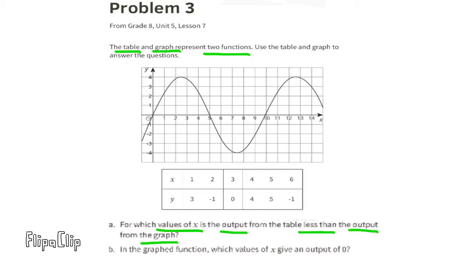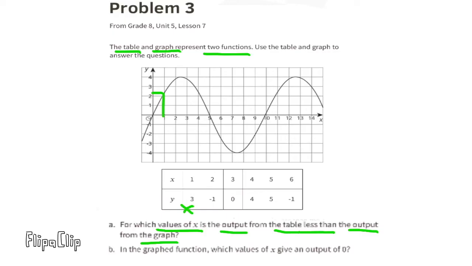On the table, when x is 1, y is 3. And on the graph, when x is 1, y is a little bit more than 2. I'd say no for this one because the table has a higher output than the graph.